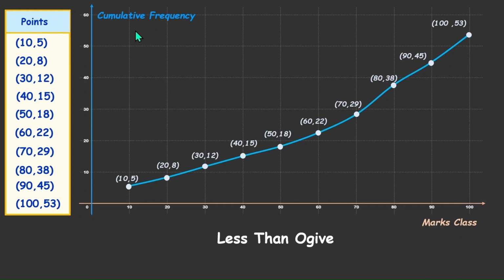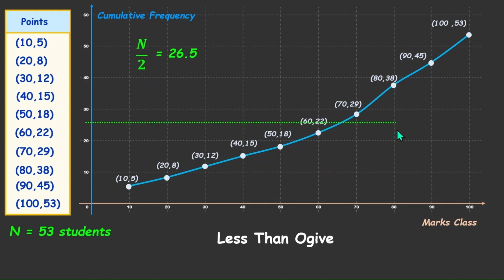Now if we need to figure out the n by 2 cumulative frequency, here n is 53 students, so our n by 2 is equal to 26.5. So let's make the line at 26.5 here. And we can see this cuts the ogive at this point. So if we drop the perpendicular from here, this is 66.4, which tells me that since this is the less than curve and this is n by 2, 26.5, that 26.5 students are scoring less than 66.4.